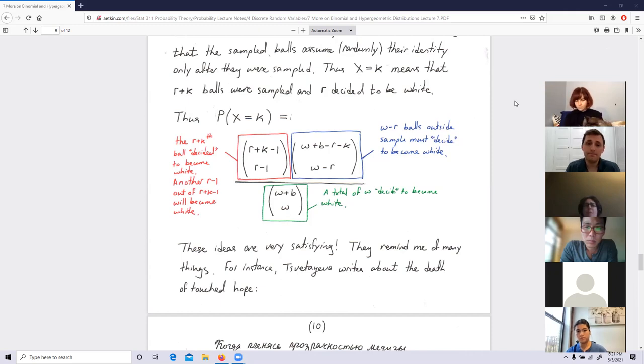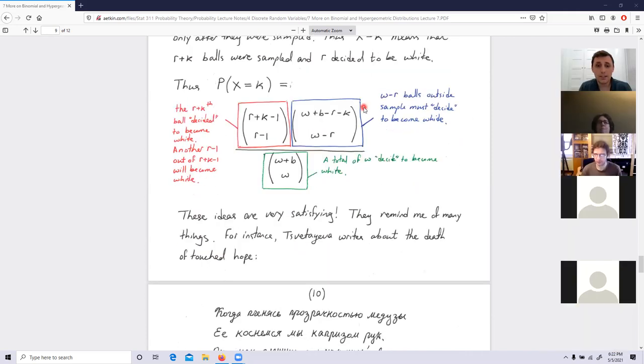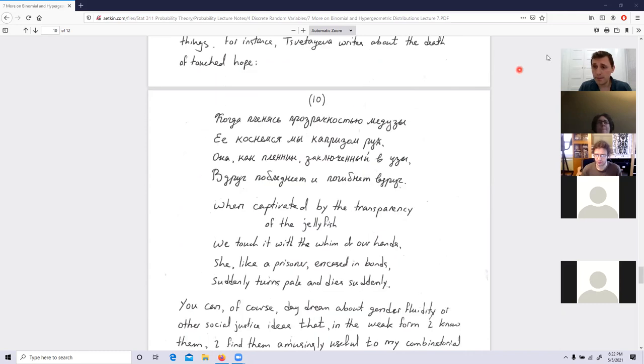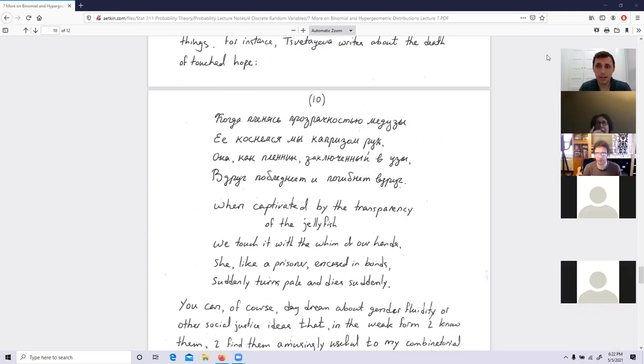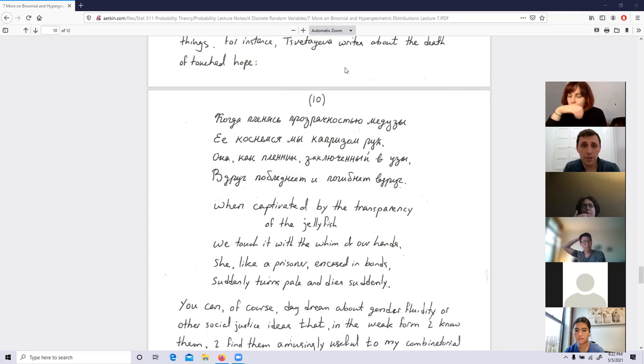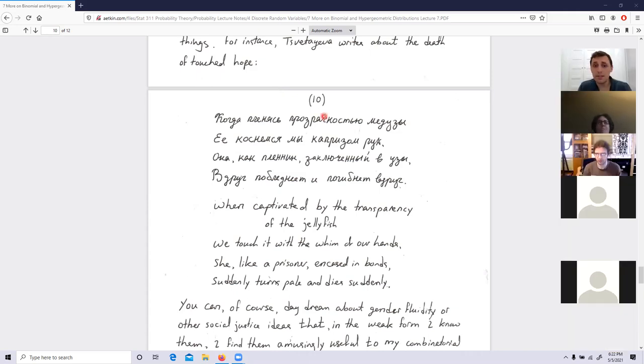It's very poetic. And it's very counterintuitive, right? So maybe I should, you see, this reminds me of one of my favorite poems. I even wrote it here. I'm not sure if it would help you, but this is the poem by Цветаева. Когда пленясь прозрачностью медузы, ее коснемся мы капризом рук. Она как пленник, заточенный в узы, вдруг побледнеет и погибнет вдруг. And I gave a crude translation. When you touch a jellyfish, when you are captivated by the transparency of the jellyfish, you touch it with your capricious hands. She, like a prisoner, suddenly turns pale and suddenly dies.